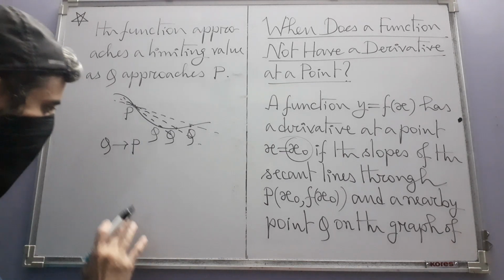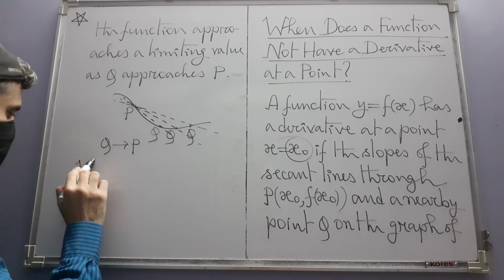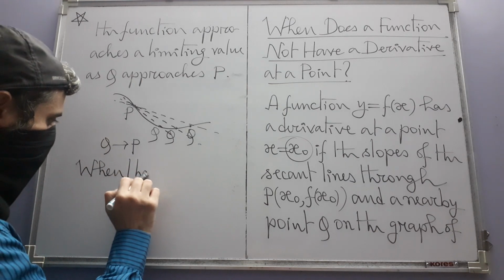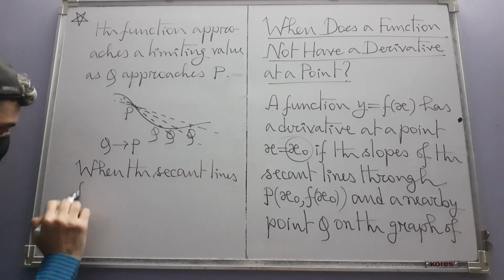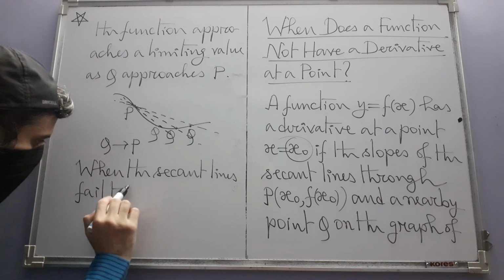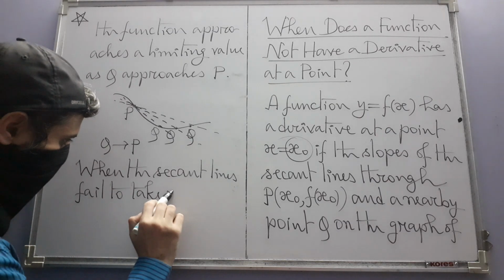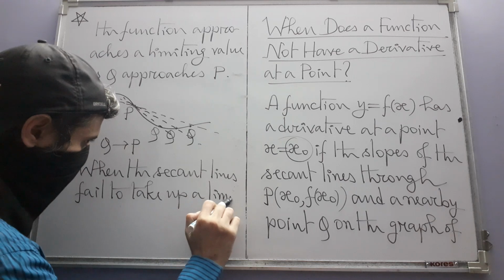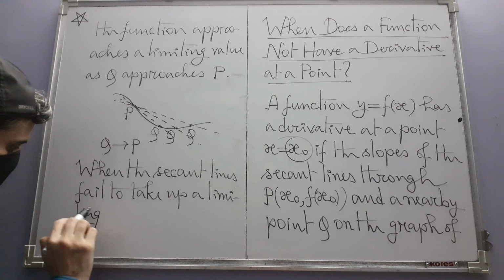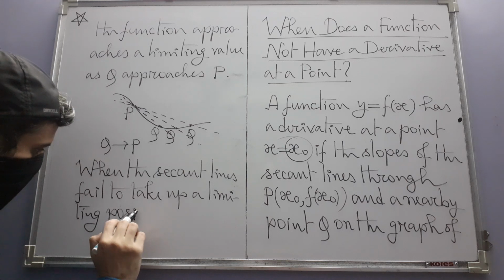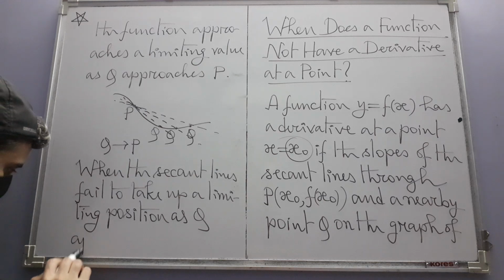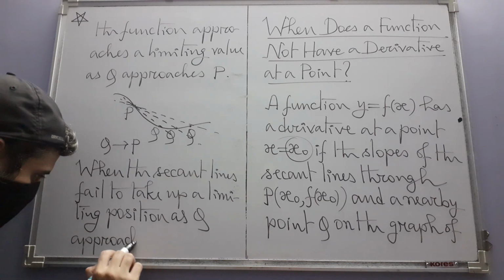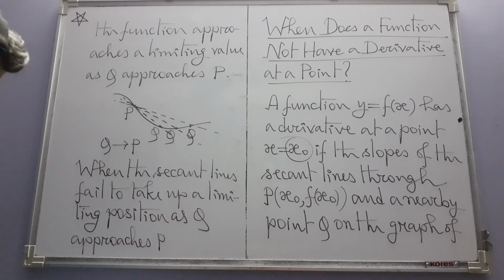And now, when does this fail? When the secant lines fail to take up a limiting position as Q approaches P, or become vertical.